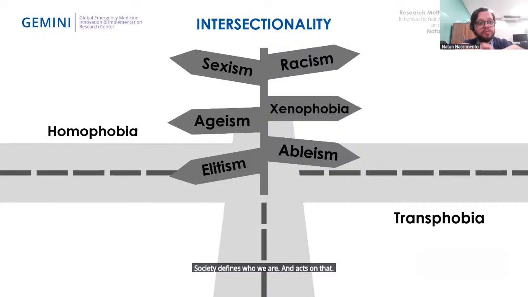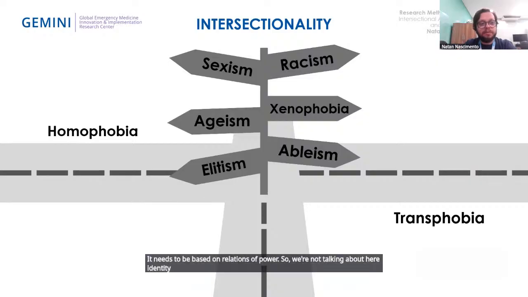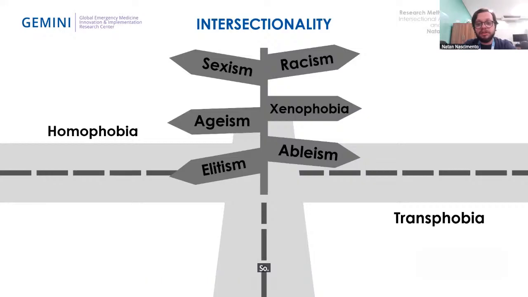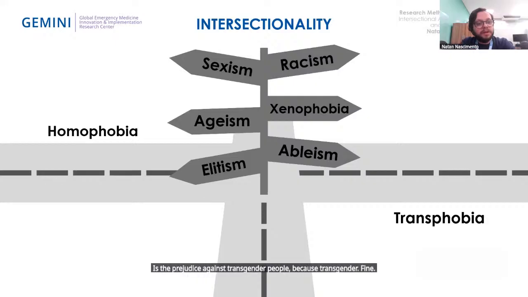It needs to be based on relations of power. So we're not talking about identity here. We're talking about relations of power. So you see in this picture that it is not transgender, it's transphobia. It is the prejudice against transgender people, because transgender people are fine, but transphobia is not.